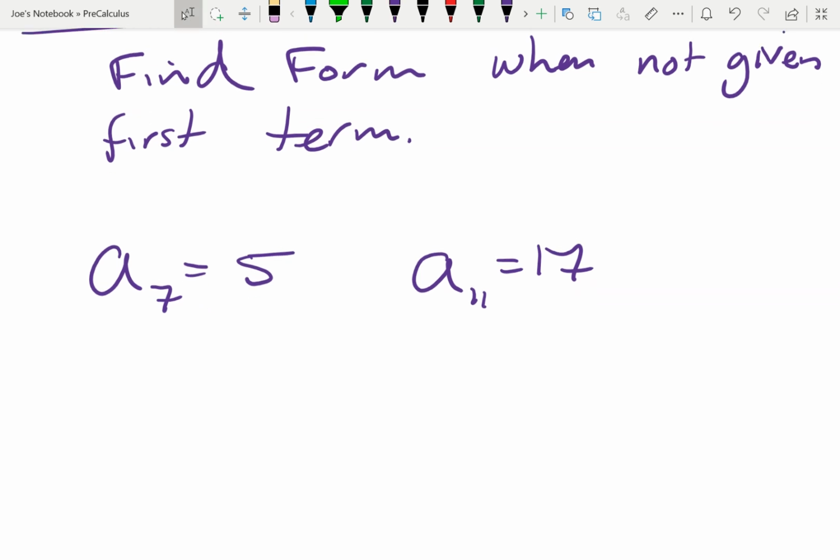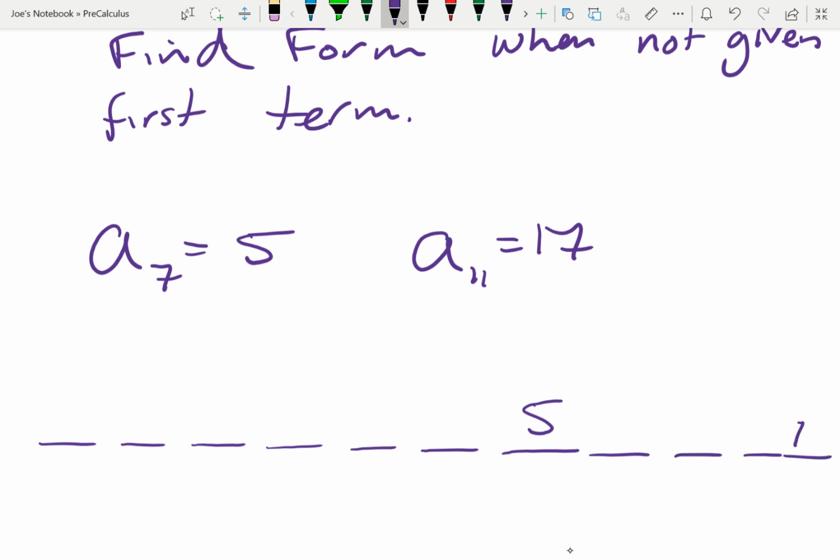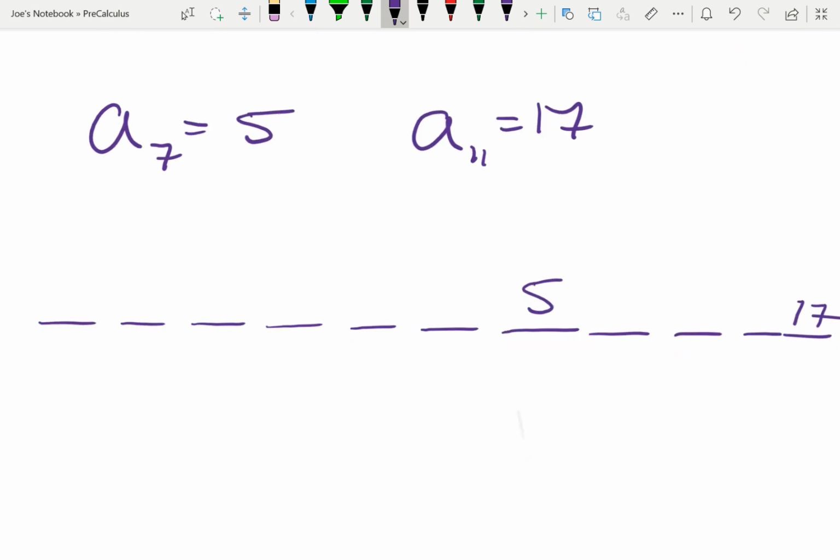So at its lowest level, like if you wanted to work your way out of a wet paper bag, you'd figure out what's going on. You'd say, all right, 1, 2, 3, 4, 5, 6, 7. My seventh term is 5, 8, 9, 10, 11, and my 11th term is 17. Right? So I'm just showing you.